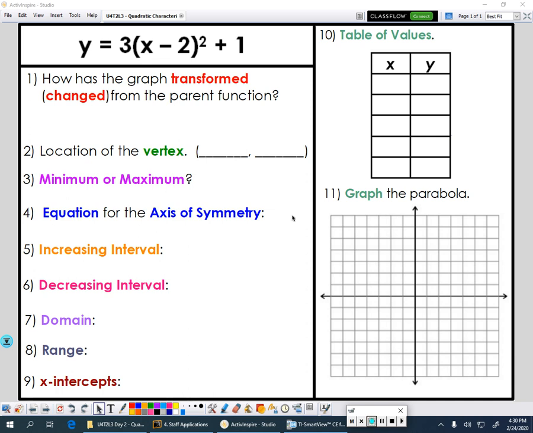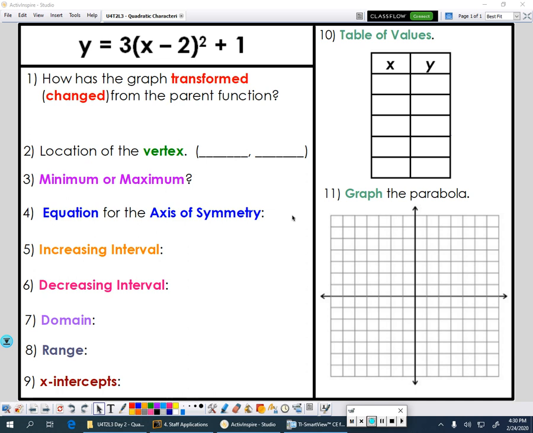We're going to look at the characteristics of a quadratic function, but today instead of starting with a graph, we're going to start with an equation. What you need to do is take this equation and turn it into a table of values and then put it on your graph. And I'm going to be showing you how all these things are related as we go through this process.